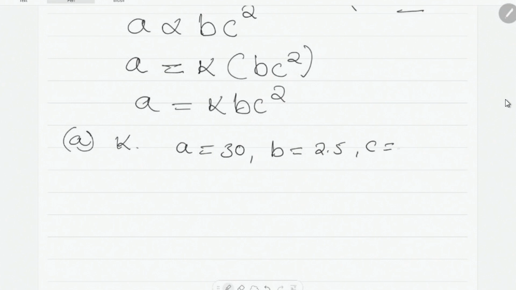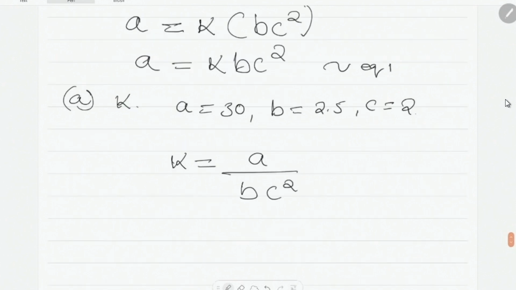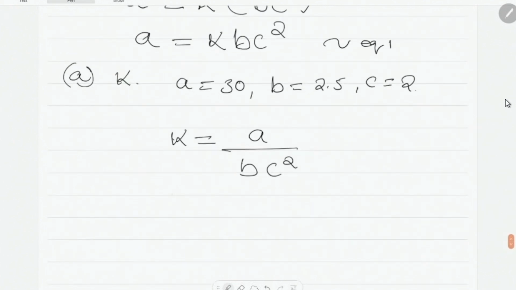So I'll use these values to find the value of K in what I may call equation 1. So from equation 1, making K the subject of the formula, I will have K is equal to A divided by B C squared. Then I will substitute the value of A is 30, B is 2.5, and C is 2. So all I need to do is just to simplify that.